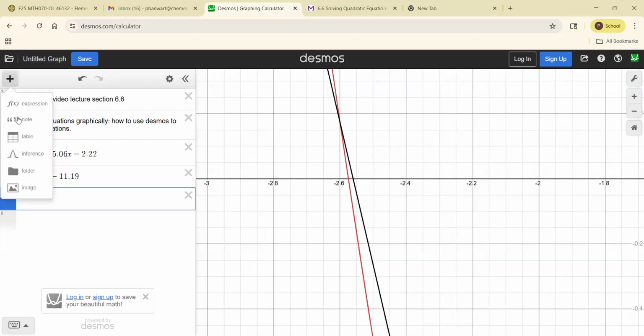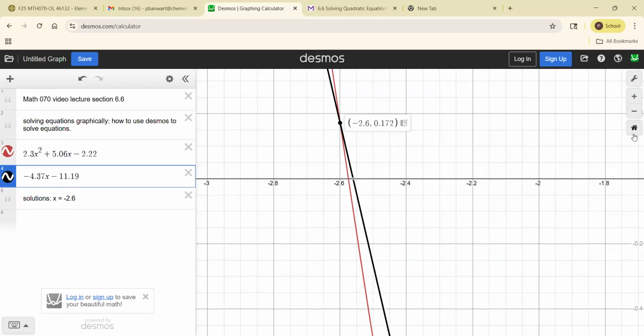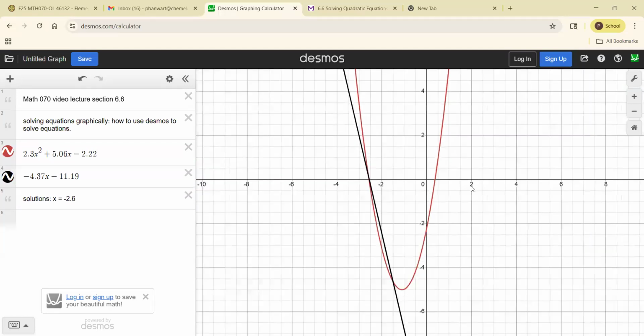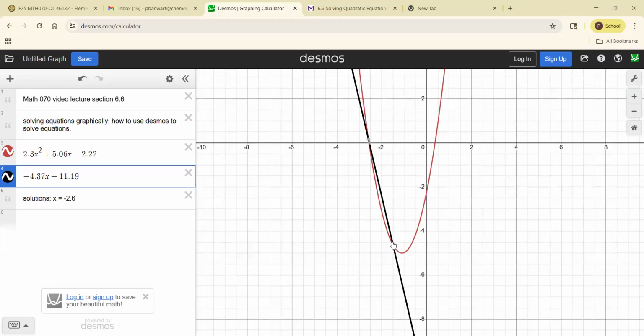So my solutions are x equals negative 2.6. That's that x value right there. And zooming back out, x equals negative 1.5.